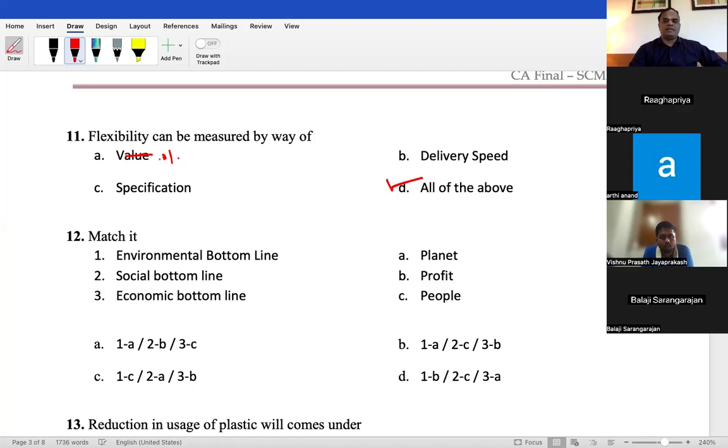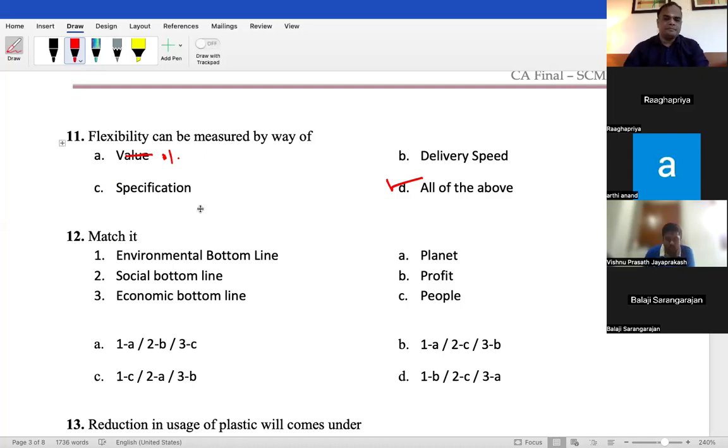So volume flexibility. Kindly make a correction. Thank you. Volume flexibility, delivery speed flexibility, and specification. Specification, not value, volume. Okay, good.